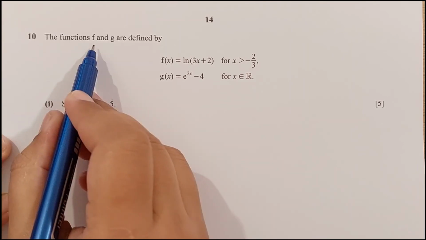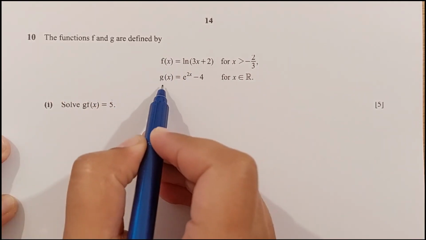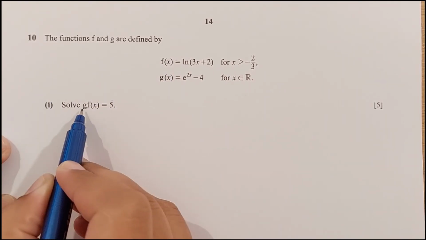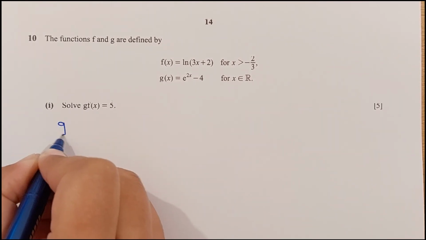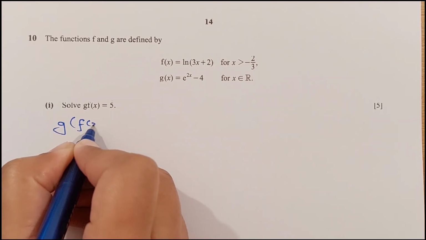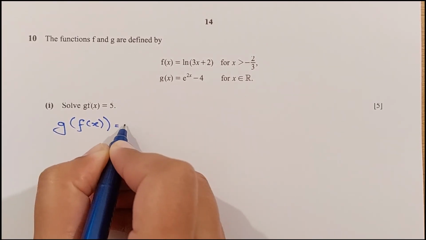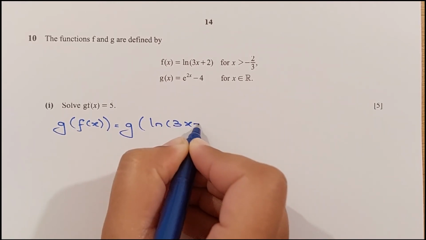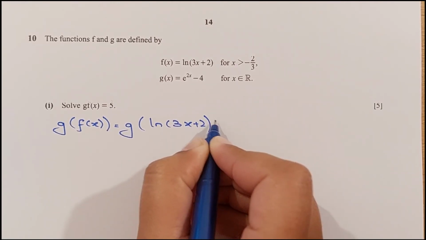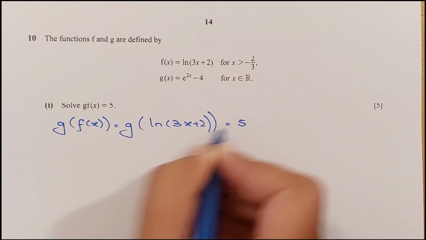Question number 10. The functions f and g are defined by f of x and g of x. Part 1: solve g composition f of x equals 5. So we can say g of f of x is equal to g of ln(3x + 2). We have to put this equal to 5.